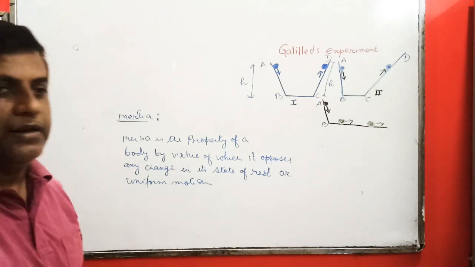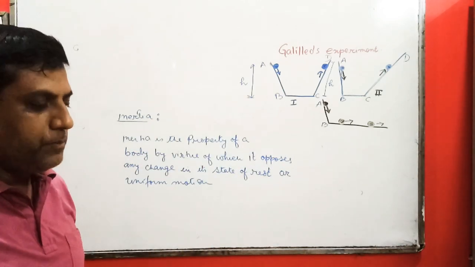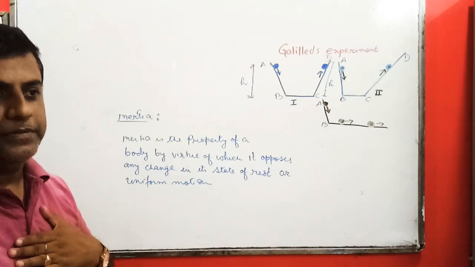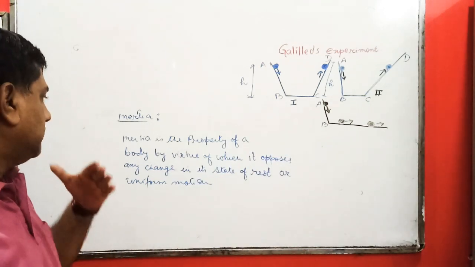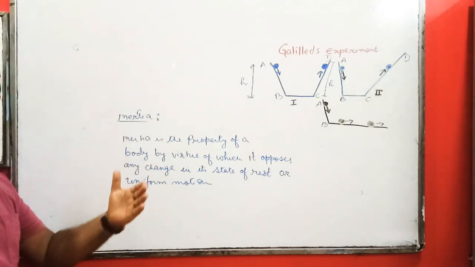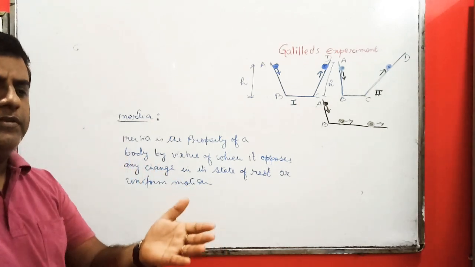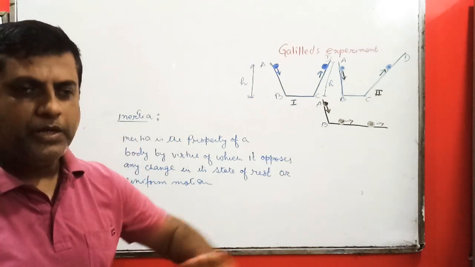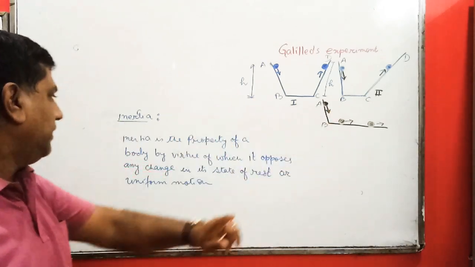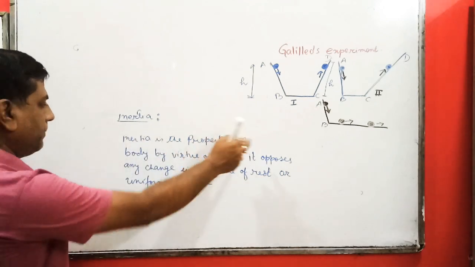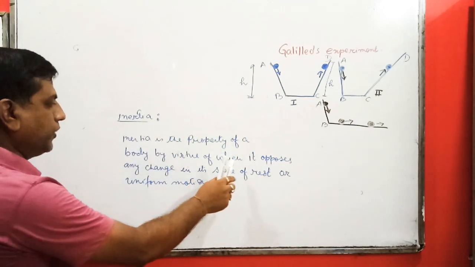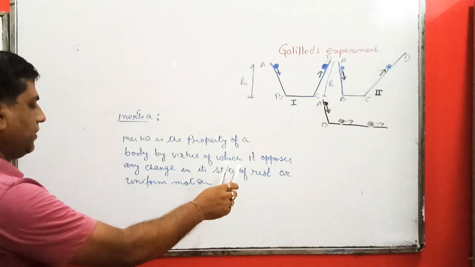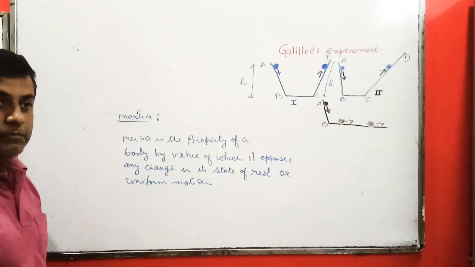I can move in a straight line. I can walk on a straight line. Why? Because I have some kind of property. That property is called what? Inertia. Inertia is nothing but the tendency of your body to remain at rest or in uniform motion. Or you can say inertia is the property of your body by virtue of which it opposes any change in its state of rest or uniform motion.